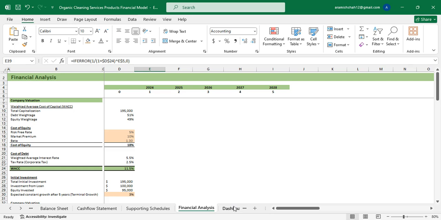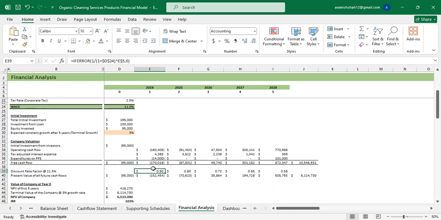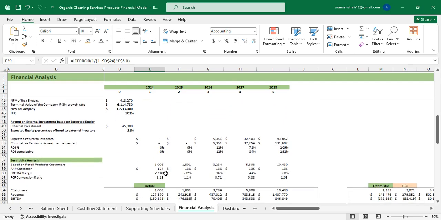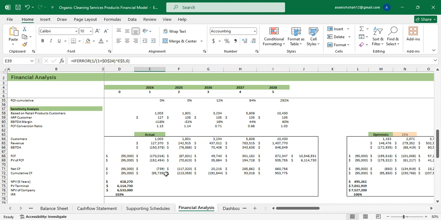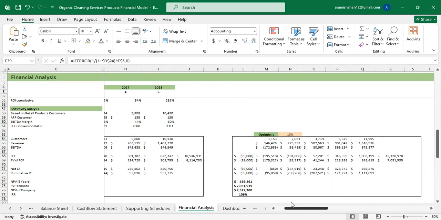Then we've got the financial analysis, which includes the valuation of the company with the calculation of WACC and the debt and the equity weightage. The NPV has also been calculated over here after discounting the cash flows over the WACC. Then we have the sensitivity analysis for the three scenarios: actual, optimistic, and the pessimistic scenario.